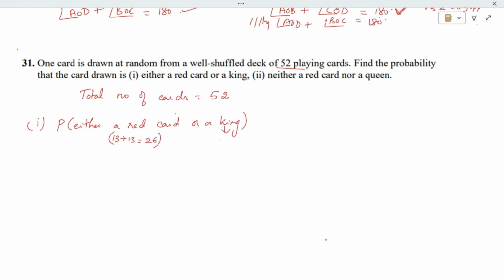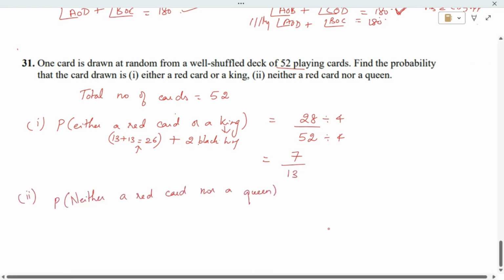There are two more black kings, because there are four kings and two red kings are already included here, so plus two more black kings, right? So totally 26 plus 2 will be 28 cards. So the probability of getting a red card or a king will be 28 out of 52. And this can be reduced further. I'm dividing by 4. So if I divide by 4, it becomes 7 by 13, isn't it?